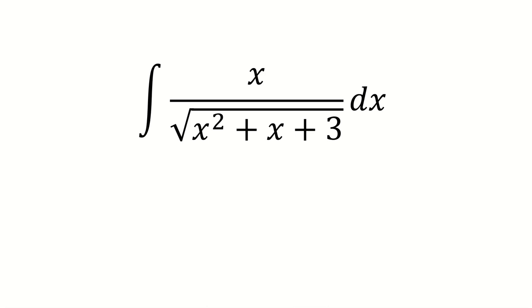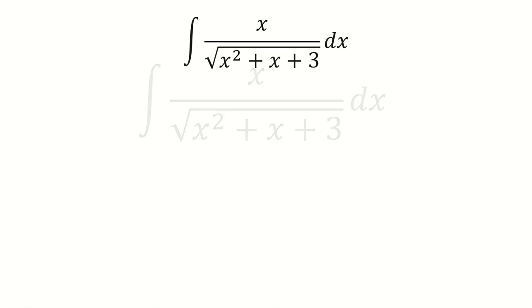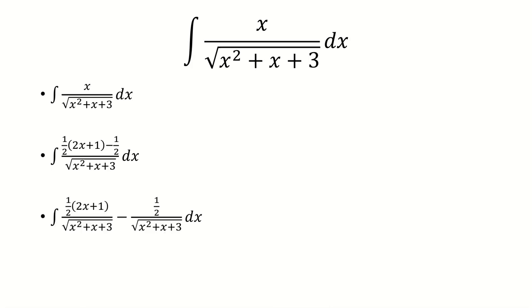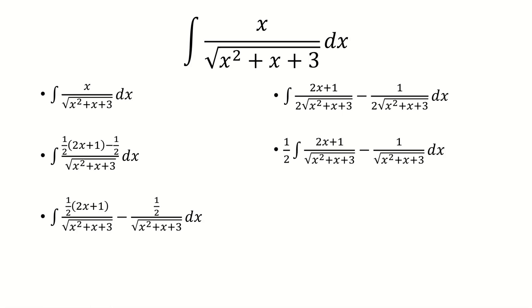In this video, we want to integrate x over the square root of x squared plus x plus 3. So let's rewrite x as 1/2 times the quantity 2x plus 1 minus a half, because now I can break this up into two separate fractions, and then the 1/2 will just come down in the denominator, so we'll just multiply the denominator by 2, and then we could just factor out the 1/2. So now we could just focus on the first fraction.